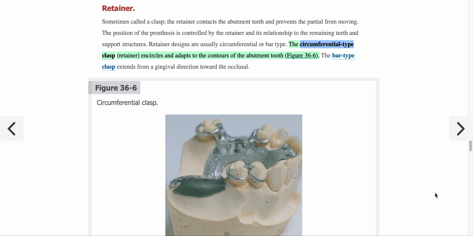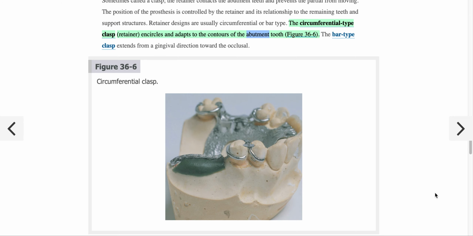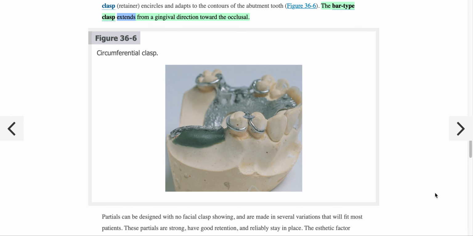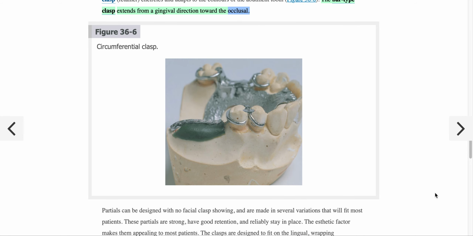The circumferential type clasp, retainer, encircles and adapts to the contours of the abutment tooth, figure 36-6. The bar type clasp extends from a gingival direction toward the occlusal.